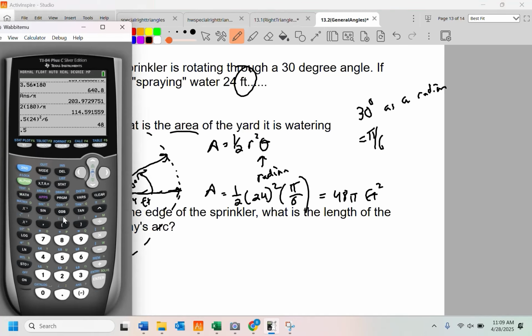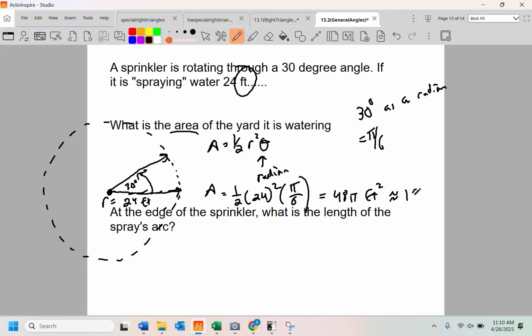0.5 times 24 squared. There's a pi, and it was all over 6, which is about 150.80 square feet. Sorry, it's area.